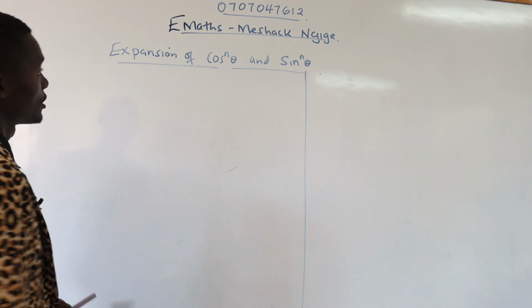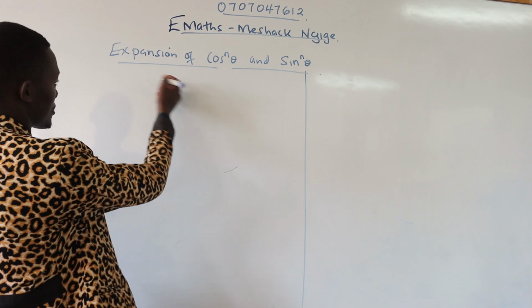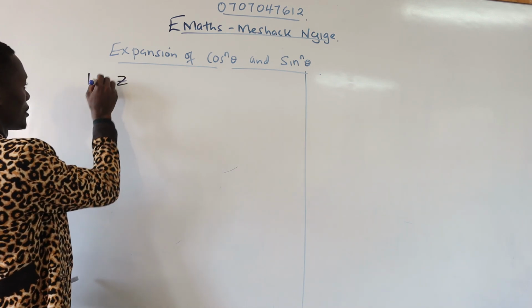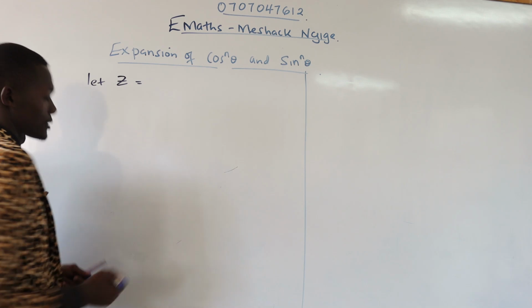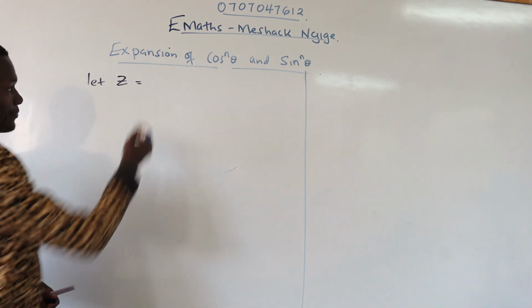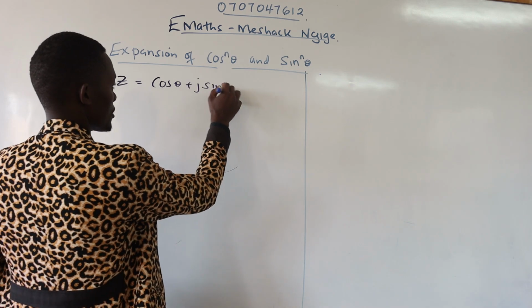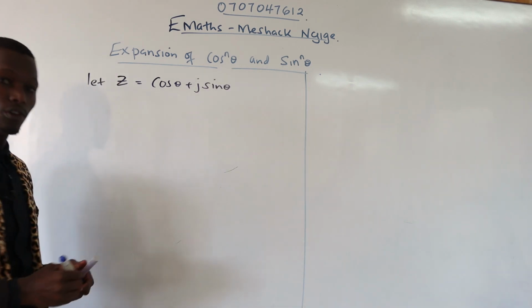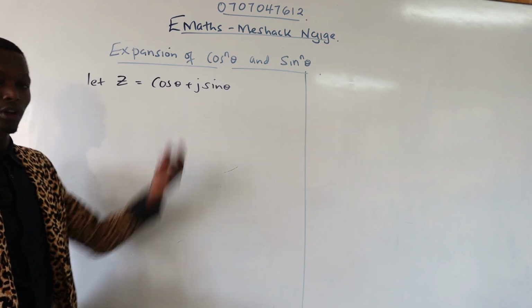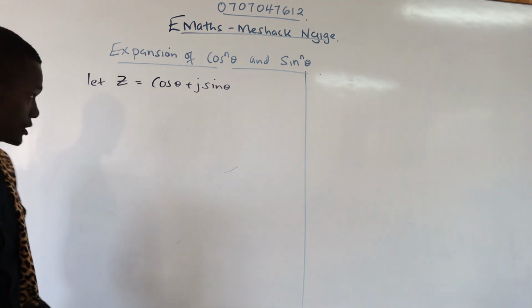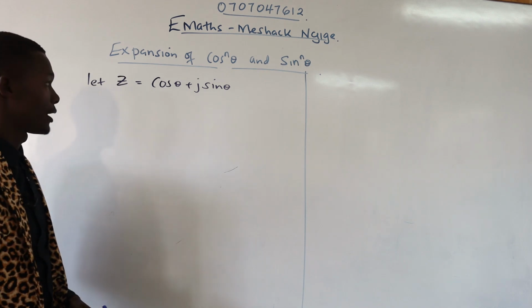All right. So now let's start by defining a few things. So we have our z. Let z be given by cos of theta plus j sine of theta. I think you have already seen this. This is just the polar form of a complex number. In this case, we have not included our r.